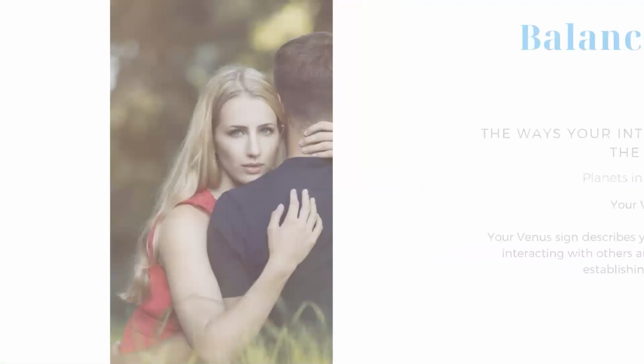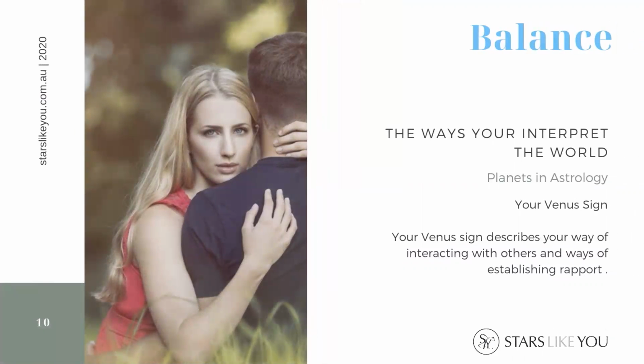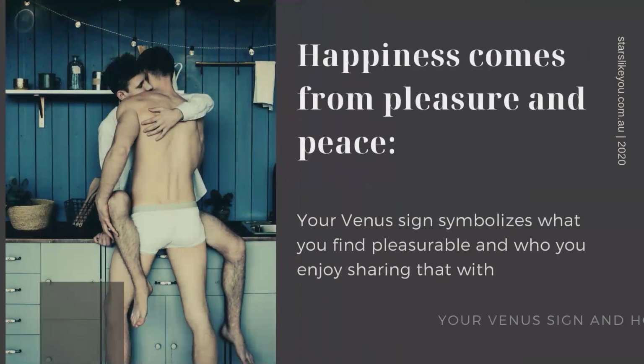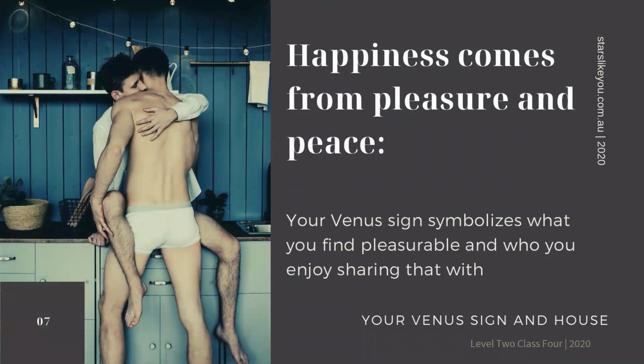On another level, Venus also represents our attitude towards relationships. So it describes your way of interacting with others and how you establish rapport. So in terms of balance, you can think of Venus as describing your way of achieving balance with other people. From this, we find the idea that happiness comes from pleasure and peace. So knowing the position or the quality of Venus within your chart will symbolize what you find pleasurable and also who you enjoy sharing that with.